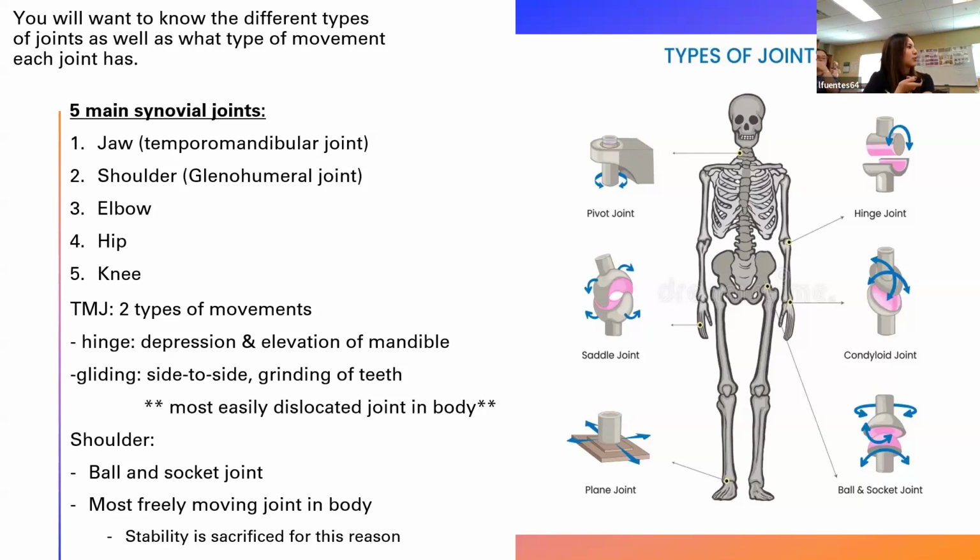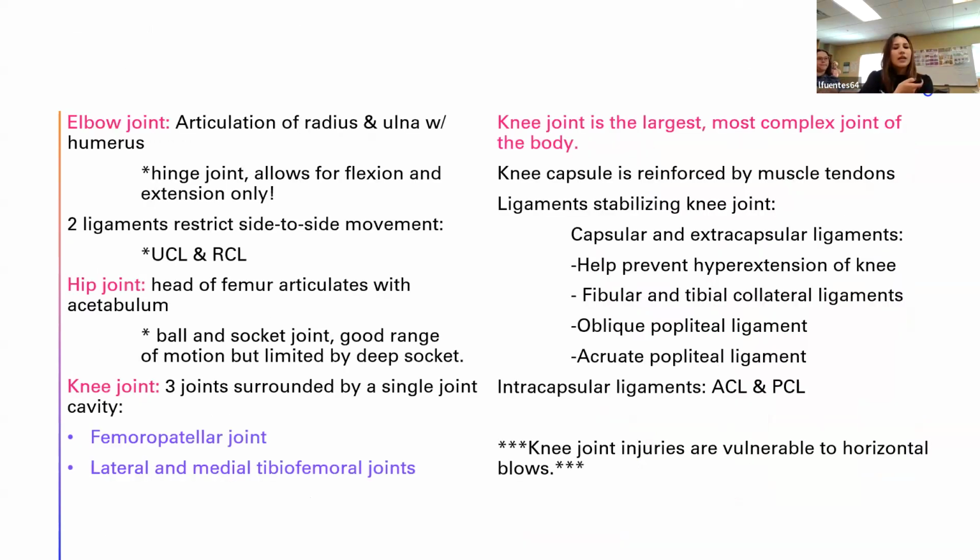So again, shoulder, ball and socket joint, most freely moving joint, and because it's the most freely moving joint, stability is sacrificed. And here are the types of joints again. The elbow joint is the articulation of your radius and ulna with your humerus. It is a hinge joint which allows for flexion and extension only. And then we have two ligaments that restrict side to side movement of this joint. That's the UCL and RCL. That should be the ulnar collateral ligament, and then the radial collateral ligament.